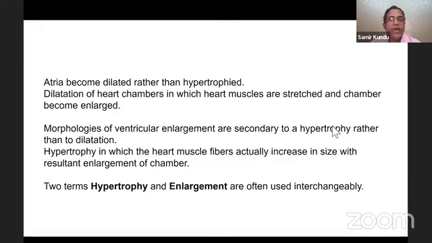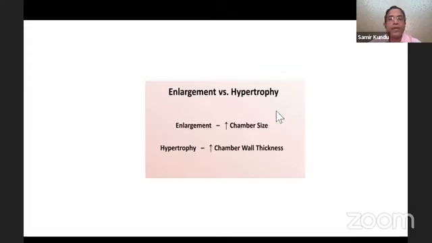The two terms, hypertrophy and enlargement, are often used interchangeably. So, enlargement versus hypertrophy: enlargement is simply increased chamber size, and hypertrophy is simply increased chamber wall thickness.